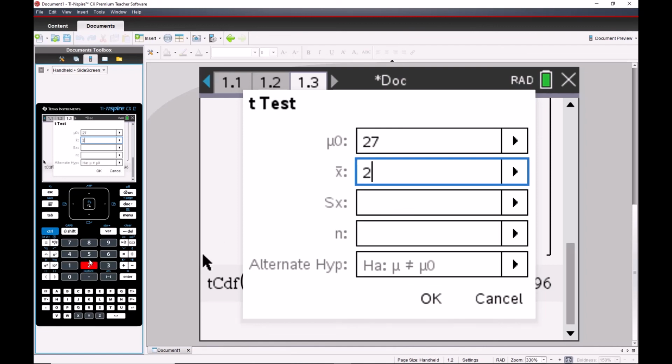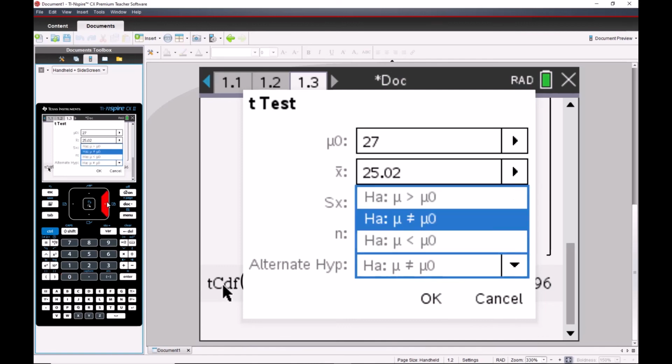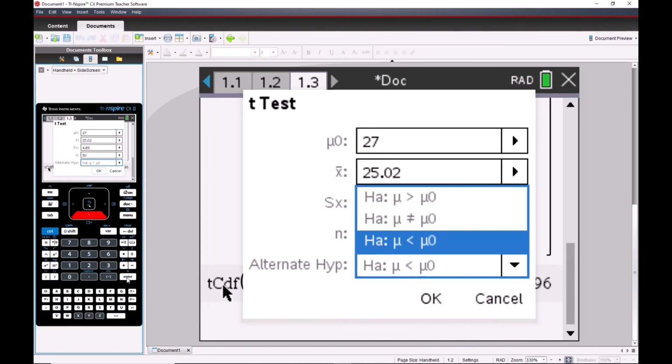Your sample average was 25.02 miles per gallon, so that goes there. Your standard deviation was 4.83 miles per gallon. And n was 50. You need that so that you can get the correct degrees of freedom. Now, if you put 49 in there by mistake, you're probably going to get an answer that's so close it won't matter much. Now, your alternate was less than, so you've got to change it. If you don't, bad things might happen.